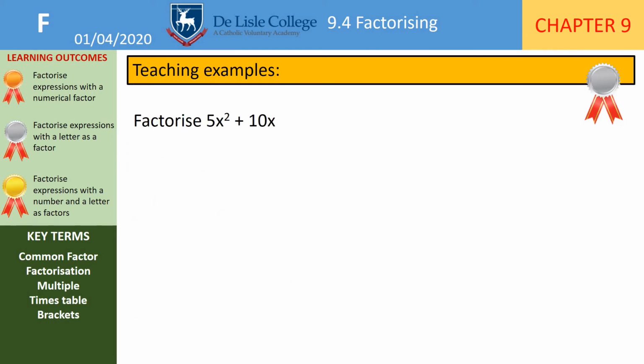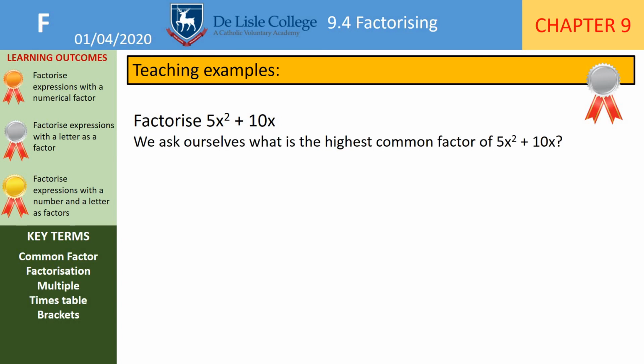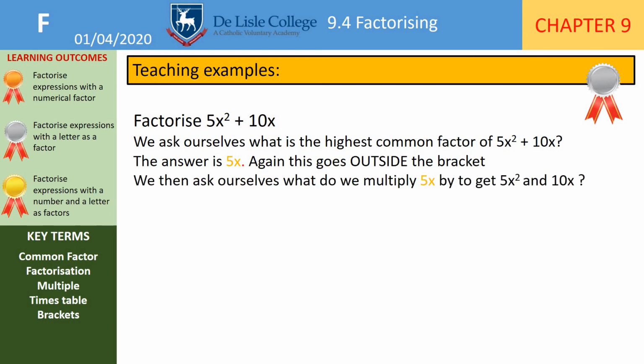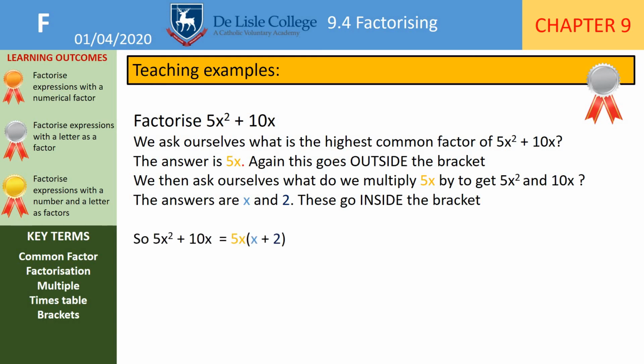Okay, we're now moving on to factorising 5x squared plus 10x. What's our highest common factor of 5x squared and 10x? What goes into both of them? Well, what goes into 5 and 10 is 5, what goes into x squared and x is x, so our highest common factor of both terms is 5x, and this goes outside the bracket. We then ask ourselves what we multiply the 5x by to give us 5x squared and 10x. The answers are x and 2, and they go inside the brackets. So 5x squared plus 10x is 5x brackets x plus 2 close brackets.